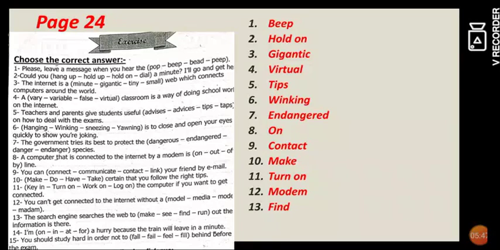Number 12. You can't get connected to the internet without a modem. Number 13. The search engine searches the web to find out the information that is there. So the search engine searches the web to find out the information there.